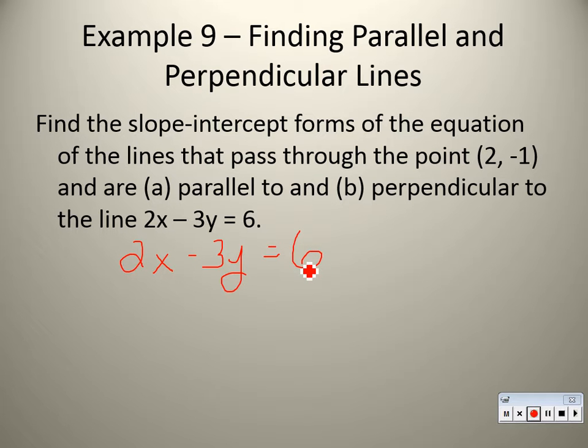So to put this in y equals form, first I want to subtract 2x on both sides, so I get negative 3y equals 6 minus 2x.